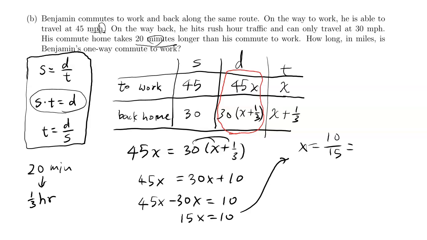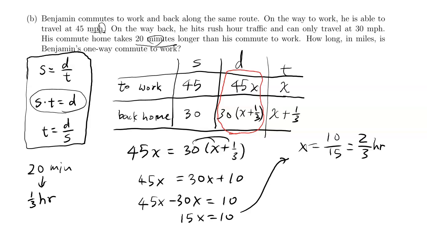Which you can reduce. Top and bottom are both divisible by 5. 10 divided by 5 is 2. 15 divided by 5 is 3. So 2/3 hours is how long Benjamin takes to get to work. And to come back home, he requires 2/3 and another 1/3 hour to come home.